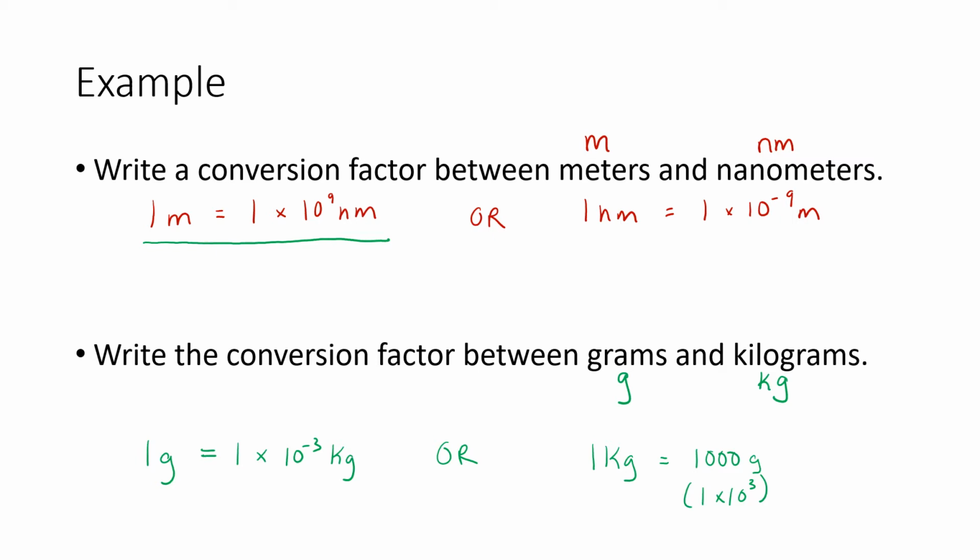And for the second example, the conversion factor I would have written would have been 1 kilogram equals 1,000 grams. I think it's easier to think about it in terms of the larger unit being assigned 1. And then you always have a positive exponent for how many smaller units are in a larger unit.